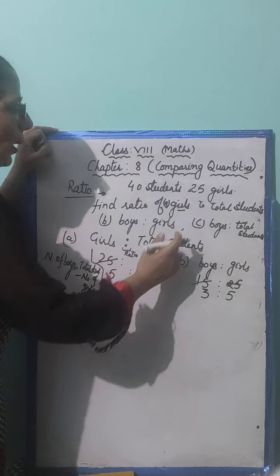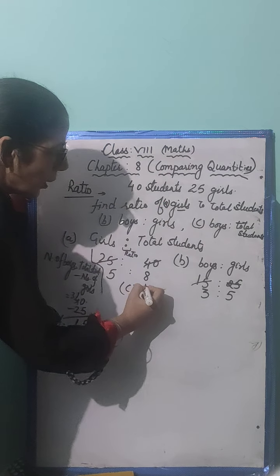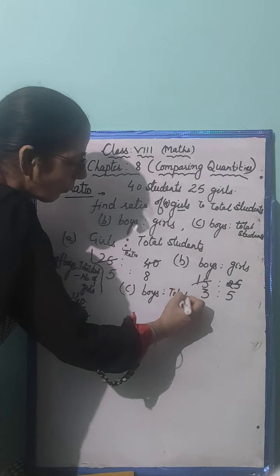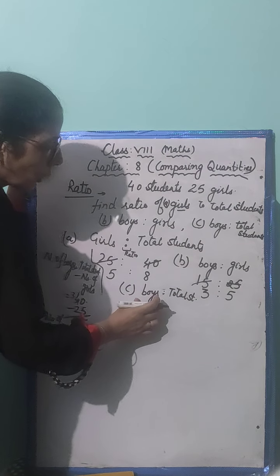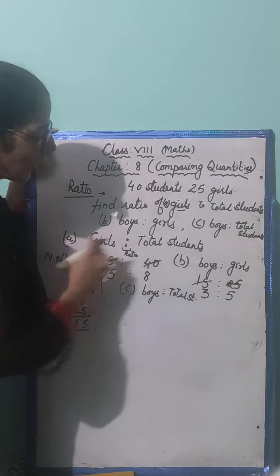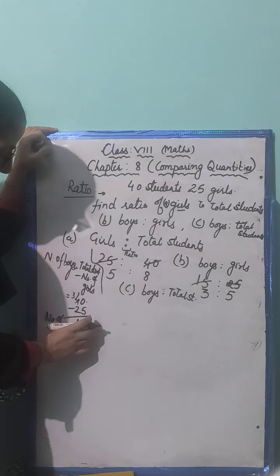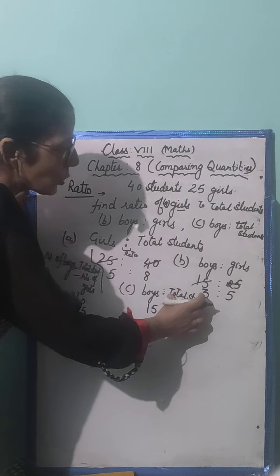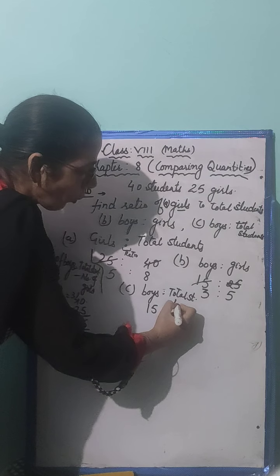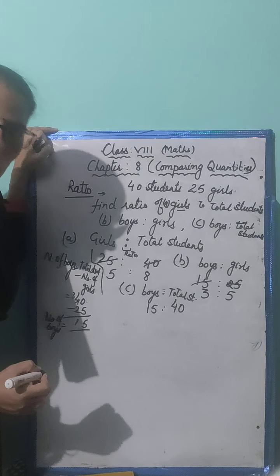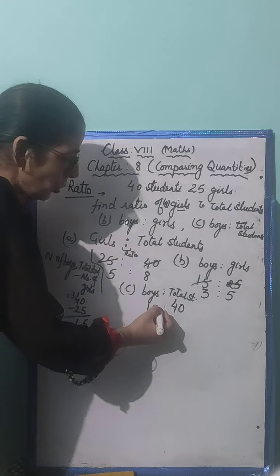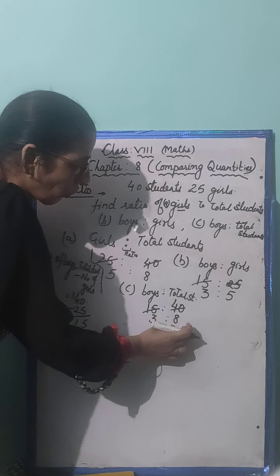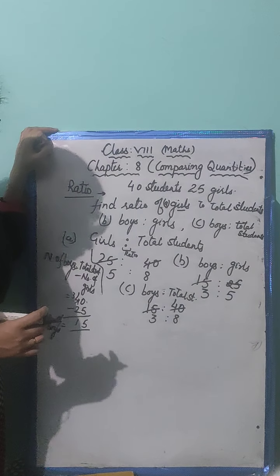Understood? Now part C is, we have to find boys to total students. I have to write the number of boys first, then total students. Boys we have calculated just now: boys are 15. And how many are the total students? Total students are 40. So how to calculate the simplest whole number ratio? 5 3s are 15, 5 8s are 40. Out of 8 total students, 3 are boys.